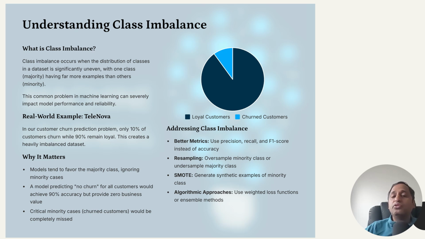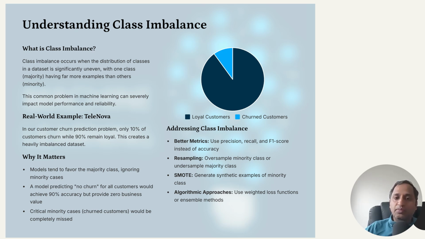First, we switch from using accuracy as our main metric to things like precision, recall and F1 score. We are going to talk more about these metrics in the coming sessions, which better reflect performance in the minority class. Second, we can apply resampling techniques, where either we oversample the minority class or we undersample the majority class, or we use a technique like SMOTE, which generates synthetic examples of minority class samples. And finally, we can use algorithmic strategies like assigning a higher loss for errors on the minority class or using ensemble models that are more robust to class imbalance.